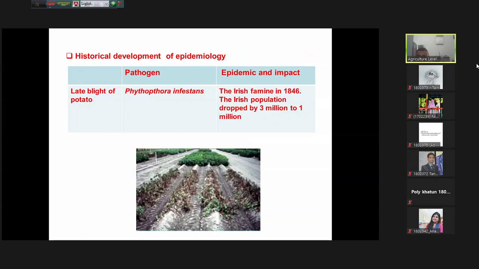So you know this pandemic we'll discuss later. So how about we go back to the history. You see, in 1846 there was a famine, you know, it is called the Irish famine, also induced by a plant disease, late blight of potato caused by Phytophthora infestans. And you see the population dropped from 3 million to 1 million, many people migrated to USA and others for food. You see how late blight affects the potato plants: within 3 to 4 days you will not have any crops in the field.